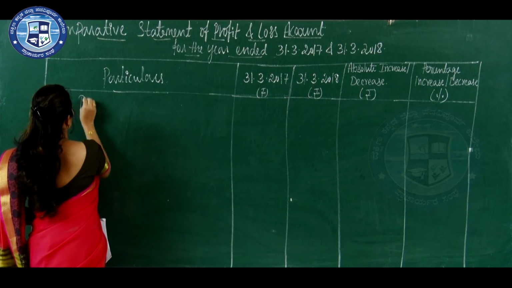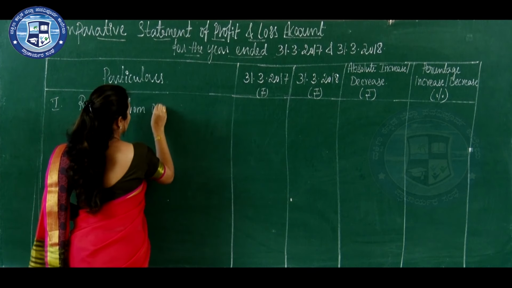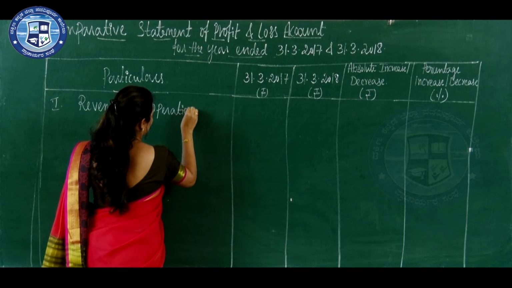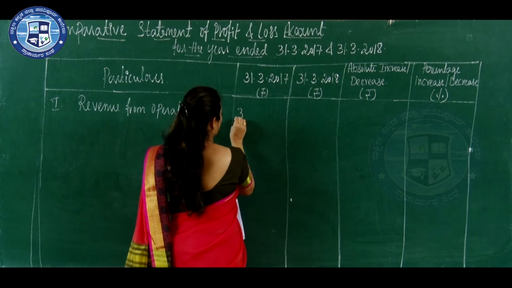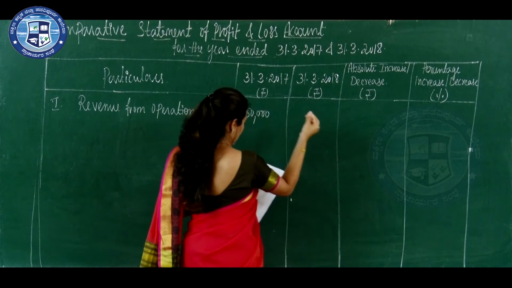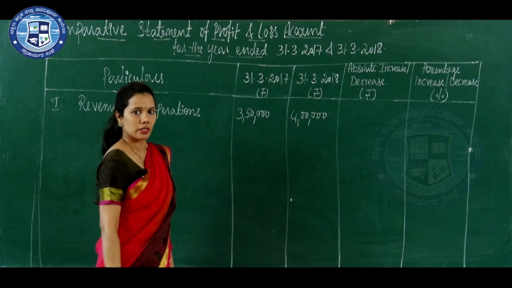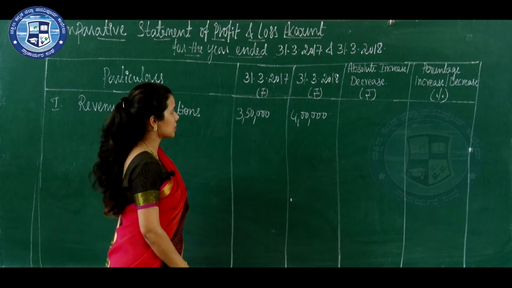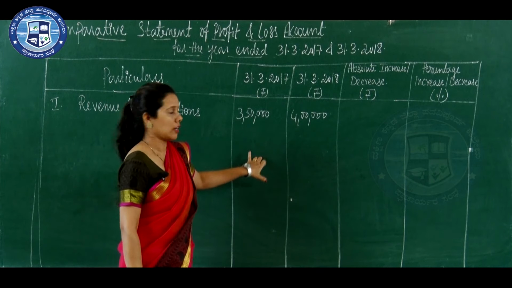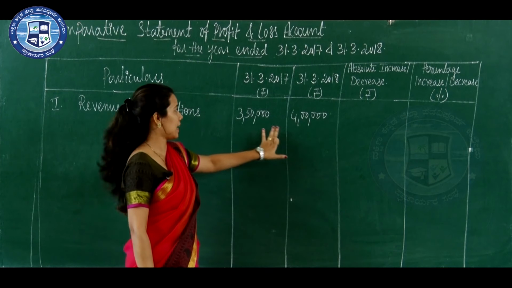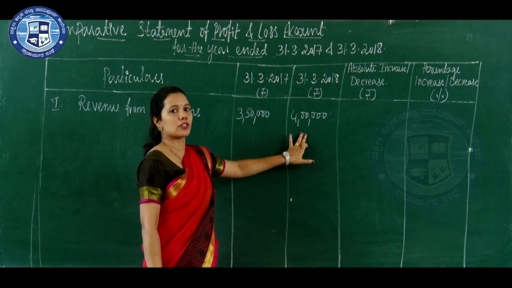First one, revenue from operations. In the question it is given 3,50,000 and 4 lakhs. So revenue from operation, last year it was 3,50,000 and this year it is 4 lakhs. So what we should do, we should compare our financial information. So present year it is 4 lakhs and last year it was 3,50,000. So what happened to your revenue from operation, whether it is increased or decreased.